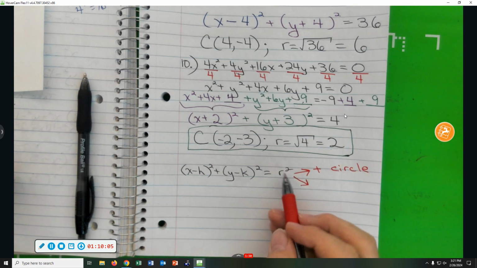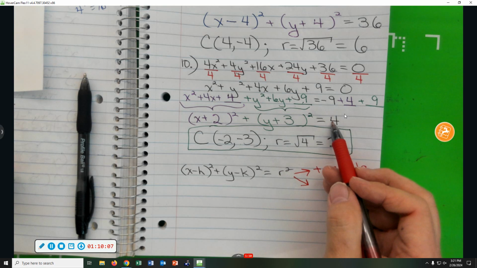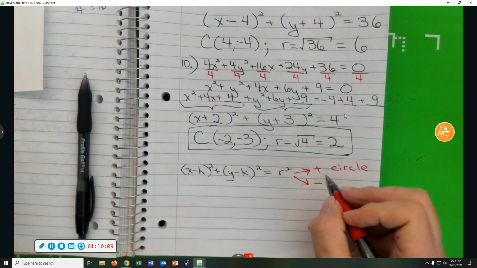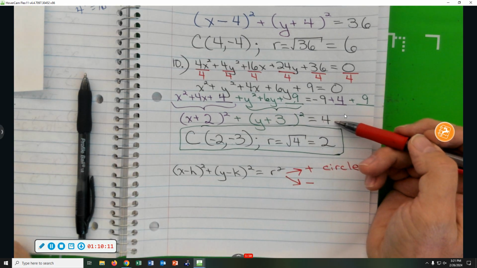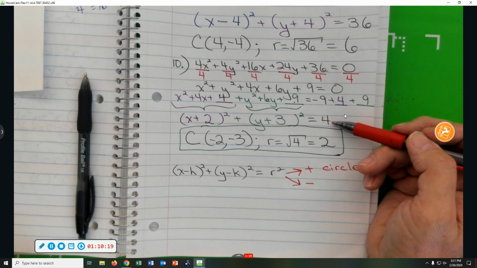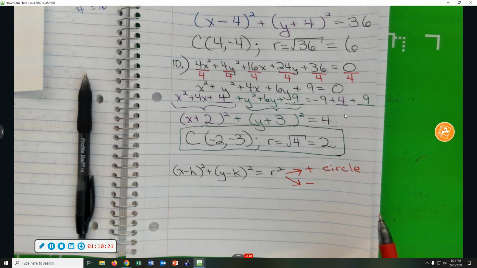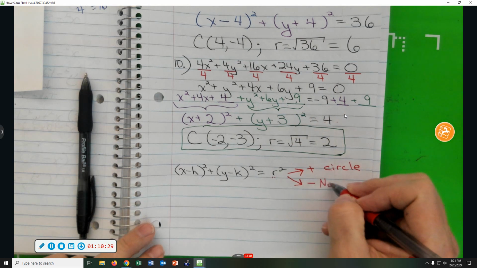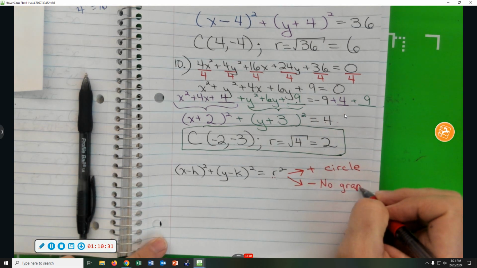Suppose that you went through and this number here were negative. You're trying to take the square root. What do you know about the square root of a negative number? It's imaginary. You wouldn't get a distance that you can move. If the number on the right-hand side turns out to be negative, then you have no circle. You have no graph at all.